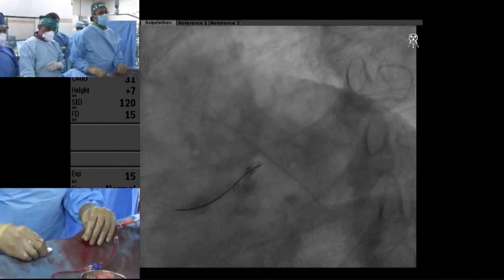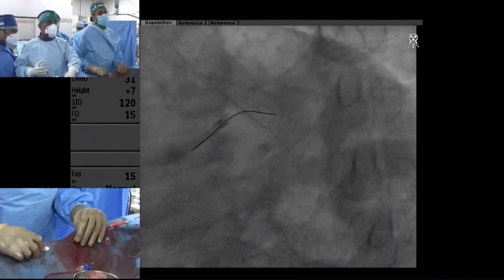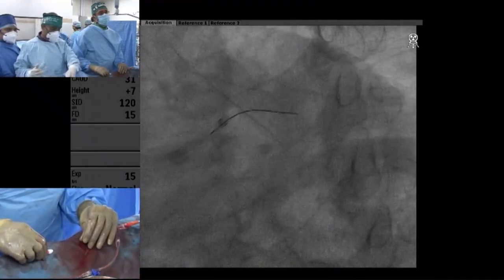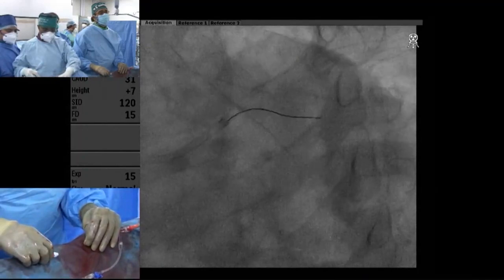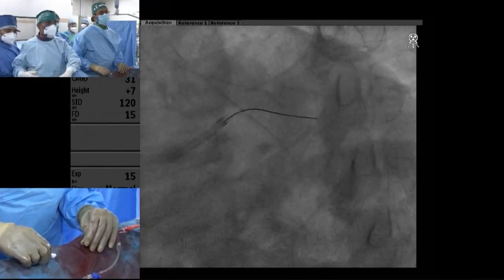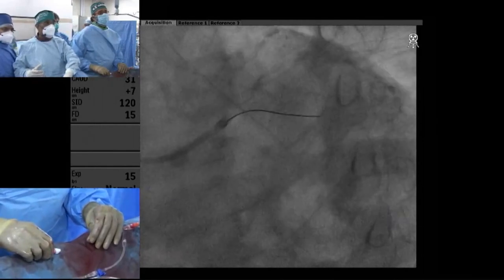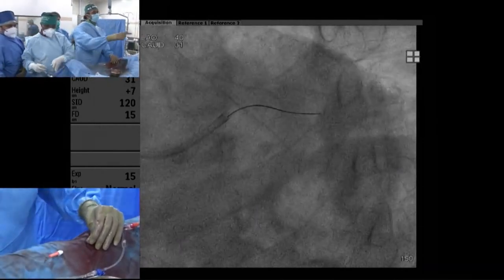Contrast ready. Small. So this is that same Runthrough Hypercoat. Small. I can't see it. Okay, come to this view.